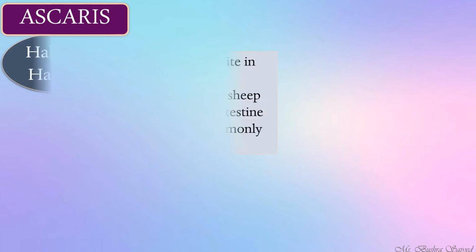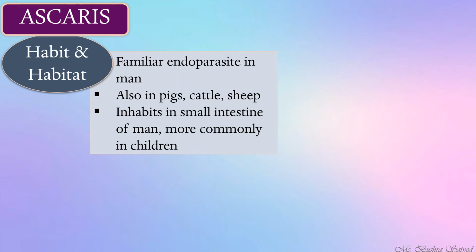The first one is Ascaris. The scientific name is Ascaris lumbricoides. We all have heard about the Ascaris. It is the most common endoparasite in humans, especially in children, where they inhabit the small intestine. So we all have heard about the Ascaris, which is the endoparasite living in the small intestine of humans.